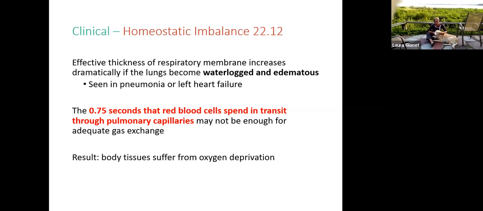The 0.7 seconds that red blood cells spend in transit through pulmonary capillaries may not be enough for adequate gas exchange. The result is body tissues suffer from oxygen deprivation, but even worse is the buildup of carbon dioxide and not eliminating carbon dioxide.